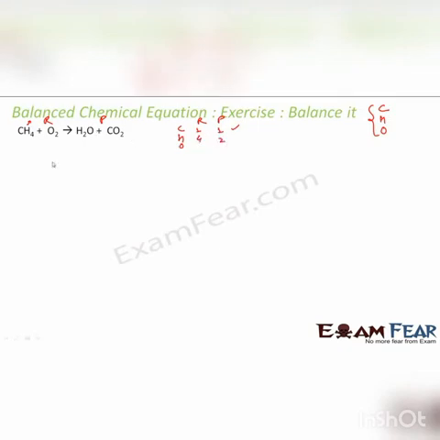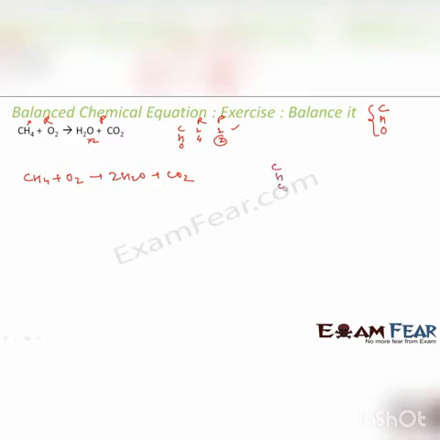There are 2 hydrogens here. Correct. That means this is not balanced. So I have to multiply this with 2. Correct. So I'll get 4 hydrogens. So let's multiply this. The new equation I get is CH4 plus O2 is equal to 2H2O plus CO2. Please note I'm not changing this formula, I'm just multiplying this number.